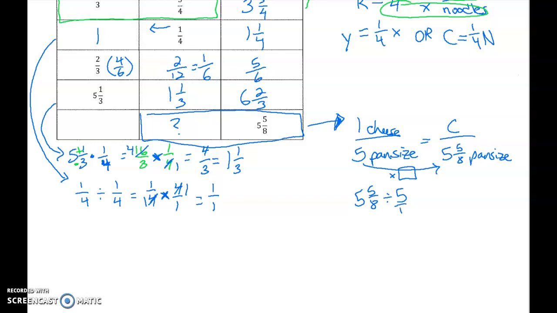So changing this into a mixed number, 8 times 5 is 40, plus 5 is 45 over 8, divided by 5 over 1. Keep it, switch it, flip it. 8 and 1 have a common factor of 1. 45 and 5, though, 5 goes into itself 1 time, 5 goes into 45 9 times, and I'm left with 9/8. That means I'm multiplying here by 9/8, which means I can do the same thing to the top. Multiply by 9/8.